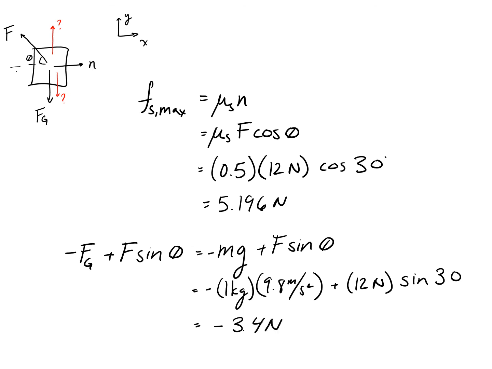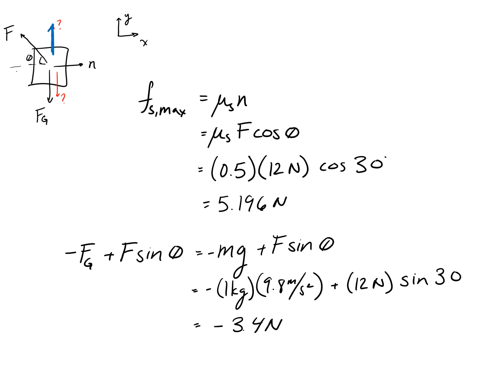So there's a couple of things we have now. One, we know that the static friction maxes out at 5.196 newtons. We know that the other two forces combined is 3.4 newtons downwards. That means that the static friction is going to point up, and it is static friction that is going to be keeping our box in place.